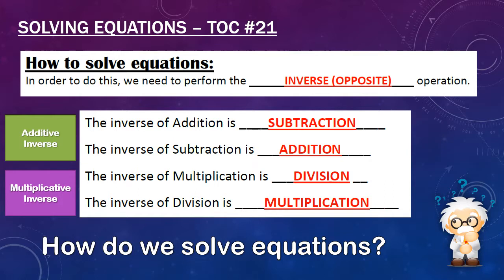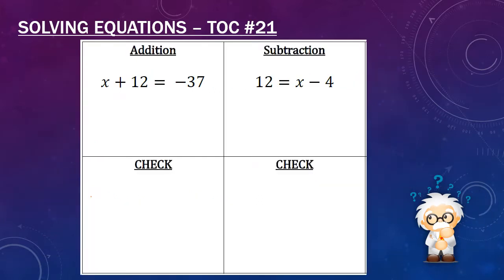And we will go over this in class so it's a little bit more clear, but we're going to take a real quick minute to go over some examples so you understand. So let's look at 2 addition subtraction examples, and then you'll understand how we use the inverse property. So for our first example, we have x plus 12 equals negative 37.